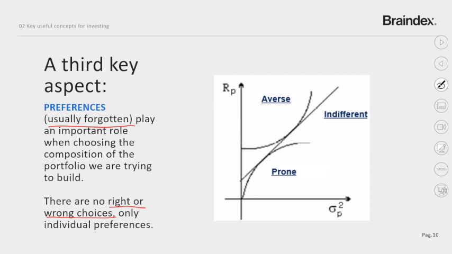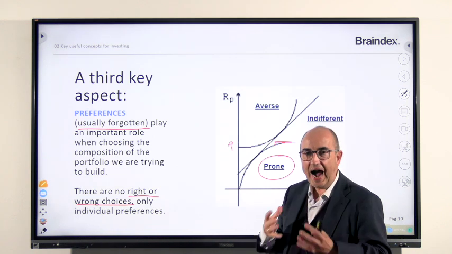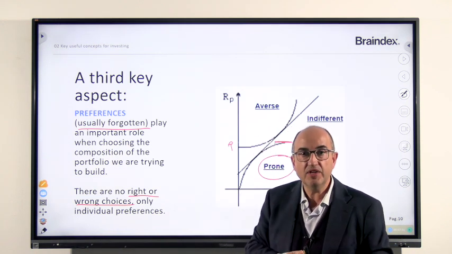Let's talk about an investor. She or he prefers a very high return, wants to go up in the scale of return, a little step in higher return, but she or he must pay a large price in terms of risk. Remember? This is prone to risk. I like risk. However, I can be averse to risk.